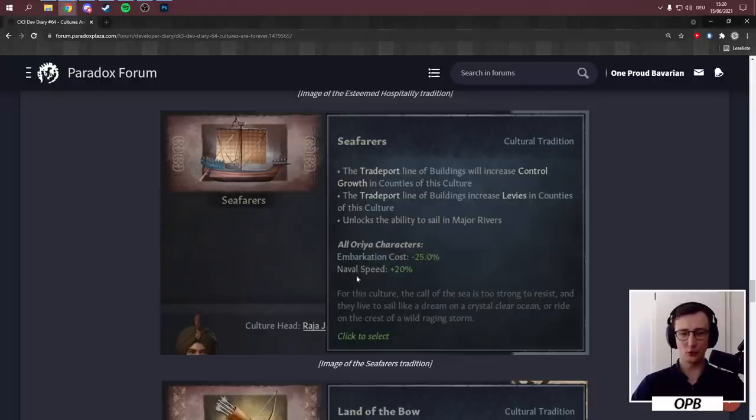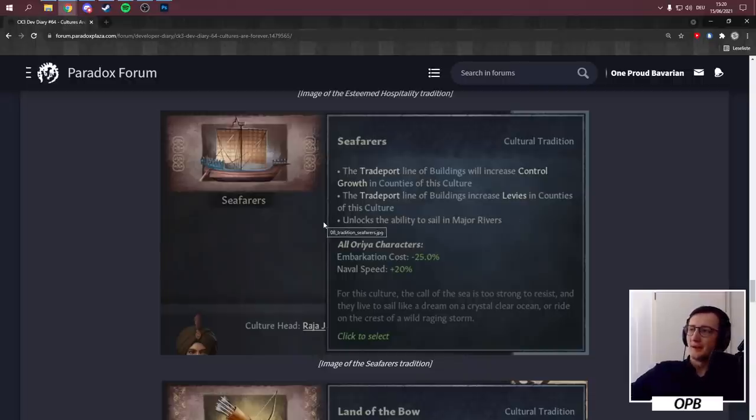And then seafarers, of course. The trade port line of buildings will increase control growth in counties of this culture. Man, trade port is already such a good building. Having that increased control growth is so good. The trade port line of buildings increases levies in counties of this culture. Yeah, that is crazy good. Unlocks the ability to sail in major rivers. Very cool. So this is no longer locked.